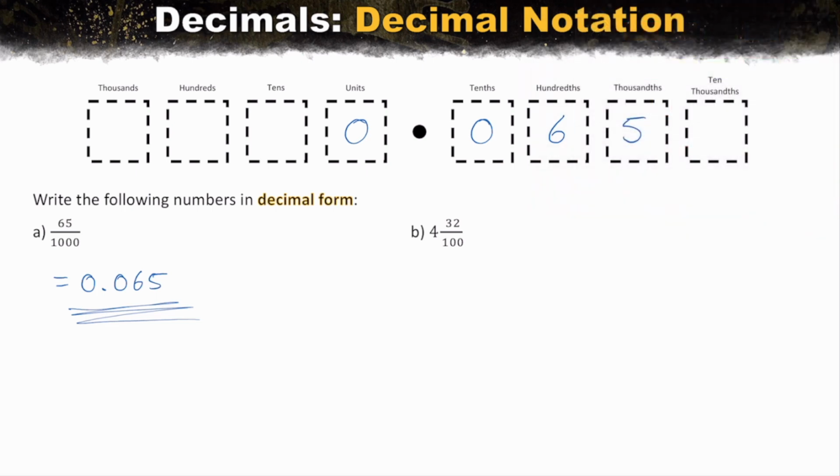So let's have a look at what happens when we've got a mixed fraction. Well, with a mixed fraction, we just deal with the whole number separately. So the whole number is 4. That's 4 units, so we put our 4 in here. And then we look at the next one, which is 32 hundredths. Our hundredths column is here, so that's where the 2 needs to go, and then the 3 goes into here. So we've got the 32 hundredths. And suddenly we've got our decimal of 4.32. Or if you want to read it properly, it's 4 and 32 hundredths.